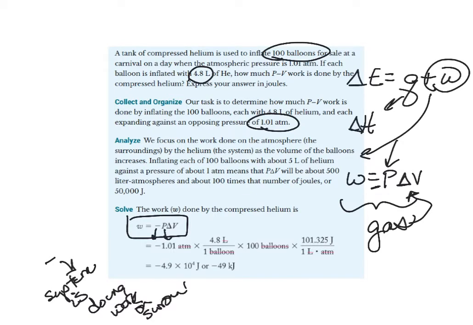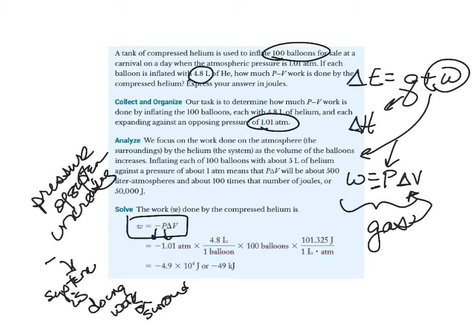Okay, and what that means is that the volume of our system is increasing. Okay, so we're blowing up the balloons, right? We are increasing the volume of our system. So you can think of the helium that we're putting in the balloons as exerting pressure on our atmosphere. They're doing work on our atmosphere. Now, if we have a system and it shrinks, the volume decreases, that means that the atmosphere is doing work on our system, and that would have a positive sign.